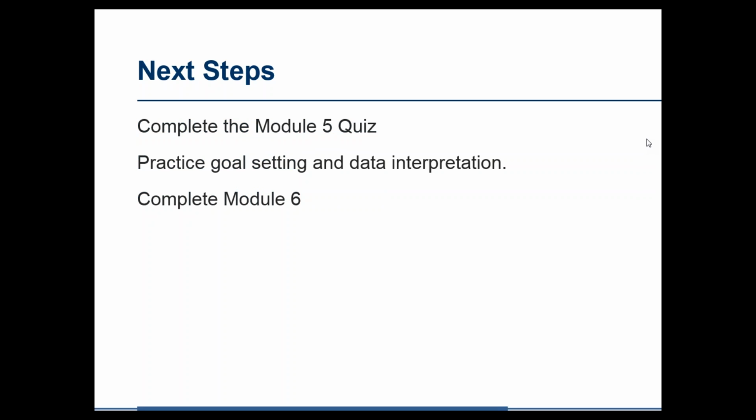We recommend completing the Module 5 quiz in your participant workbook. If you're looking for the answers, contact Bart Lyman, the state MTSS coach. Prior to moving on to Module 6, we recommend practicing goal setting and data interpretation. Once you feel comfortable, move on to Module 6 and learn how to apply that to interventions at Tier 2.